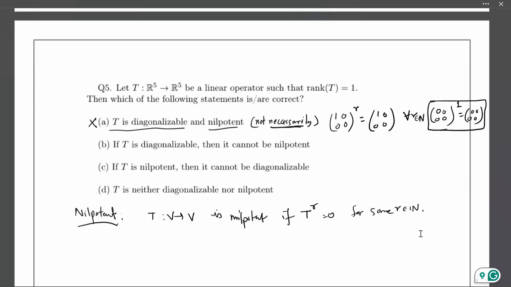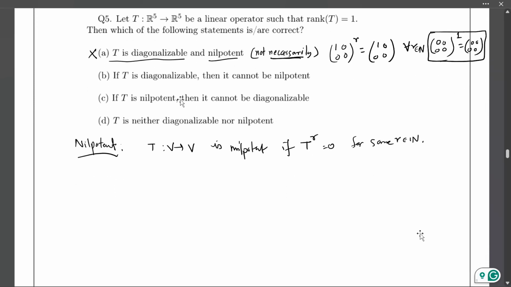What about the second option? If T is diagonalizable, then T cannot be nilpotent. Let's say we define diagonalizable so that in the diagonal we have non-zero entries. By convention, then it cannot be nilpotent. Look at this. Any diagonal matrix is, let's say, lambda 1, lambda 2, take any power. What will it become? Lambda 1 to the power r, and so on, non-zero entries. And this will again be a non-zero diagonal matrix. So it cannot be nilpotent.